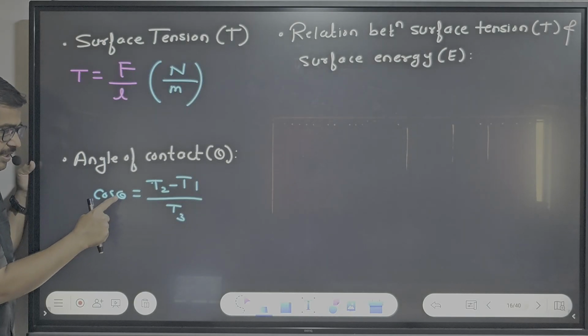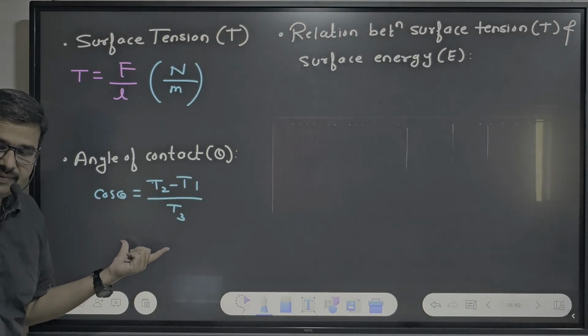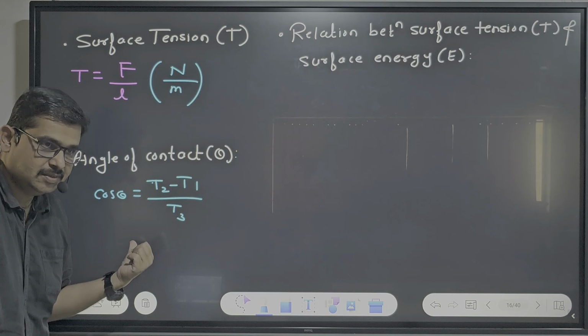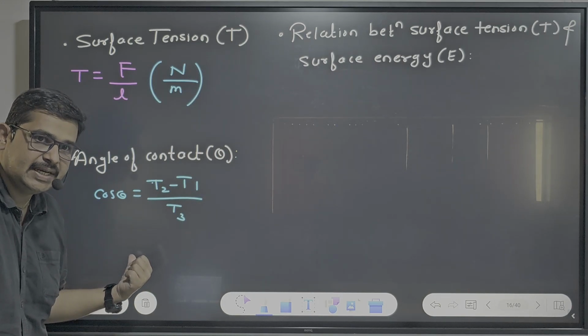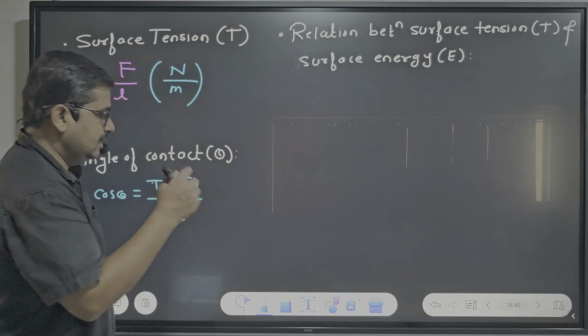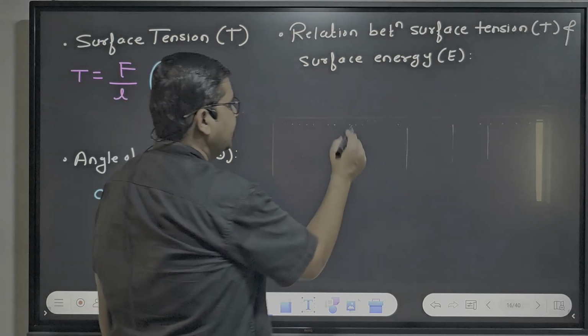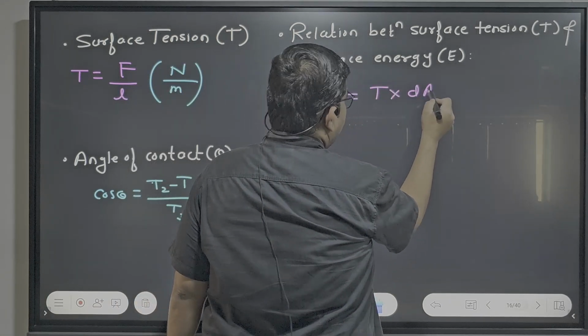Okay, so this is cos theta, where theta is called the angle of contact, and basically you know that whenever we are talking about the ordinary water, for that theta is acute. If you are talking about the mercury, the theta is obtuse, near about 120 degree. Okay, ठीक है. Next is the relation between the surface tension and the surface energy. Yes, that is the surface energy is equal to T into dA.